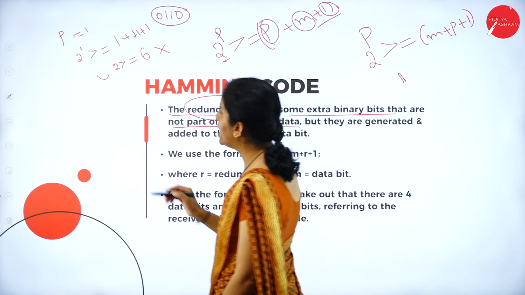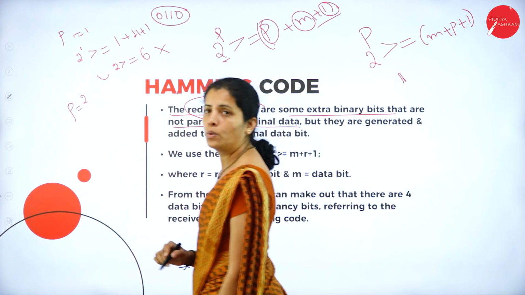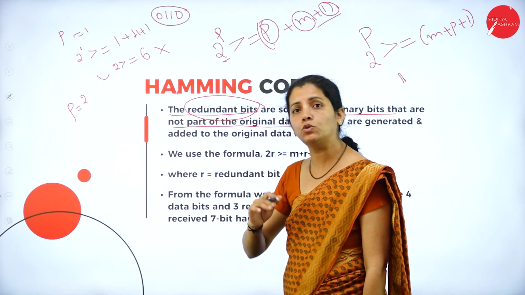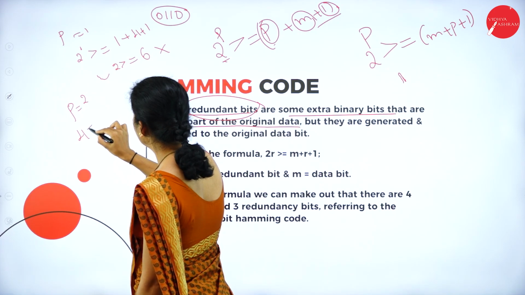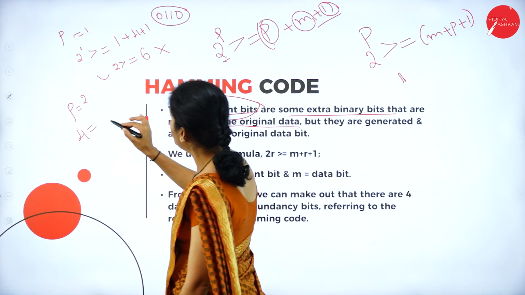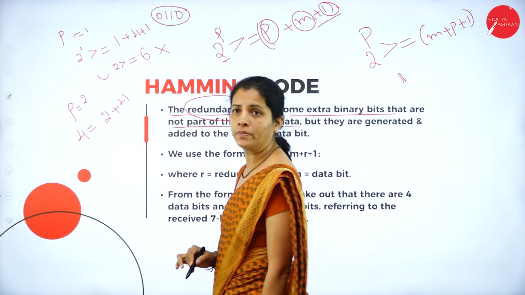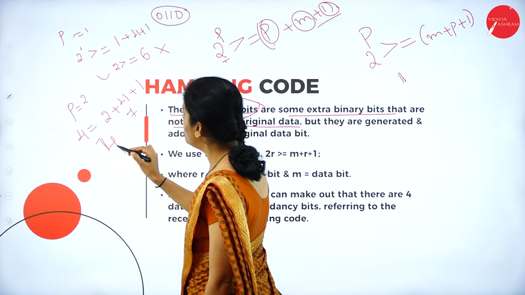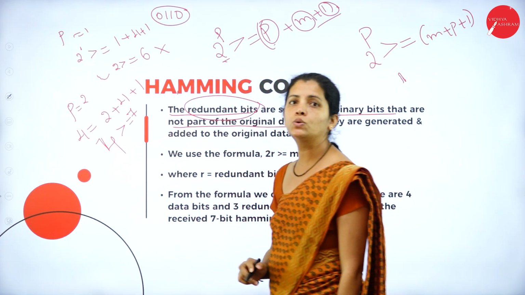Okay, fine. Now I'll take P equal to 2. What's the formula? 2 to the power P, that's 2 to the power 2, which is 4, greater than or equal to P plus M plus 1. P is 2, plus M is 4, plus 1. It is 7. Now, is 4 greater than or equal to 7 true or false?